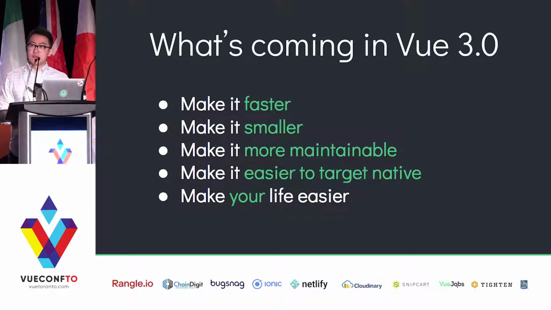Make it easier to target native. We currently do have some solutions that allow you to use Vue to render to native targets, but some of those implementations are a bit hackish because they have to fork the Vue source code. Although we do have the internal infrastructure for doing that, it's not exposed as a standardized API. So we want to change that.